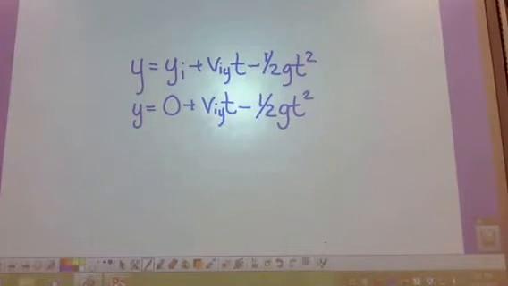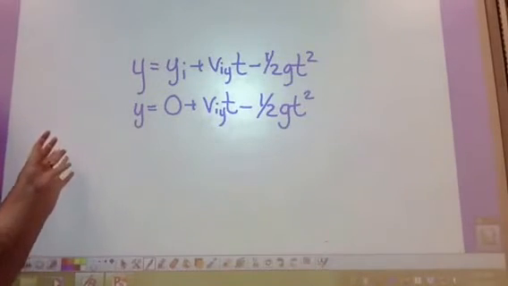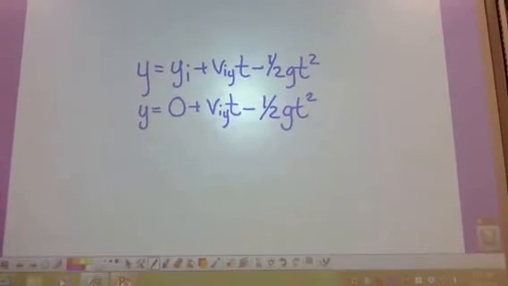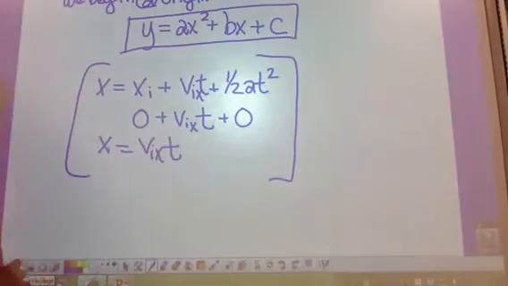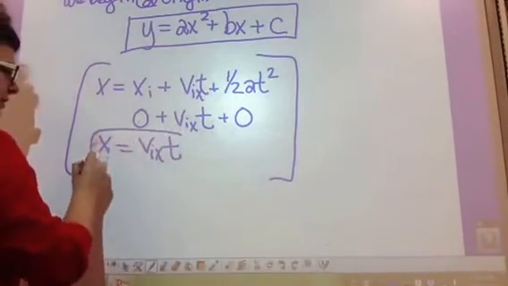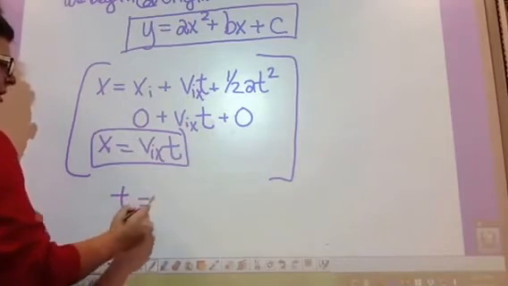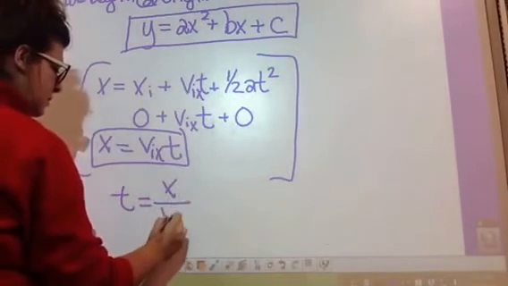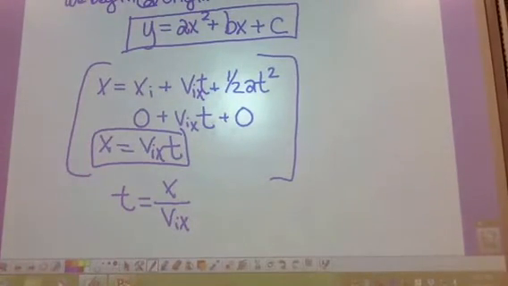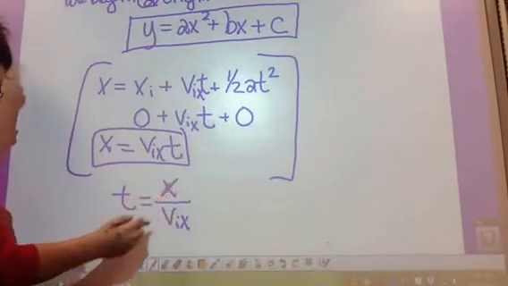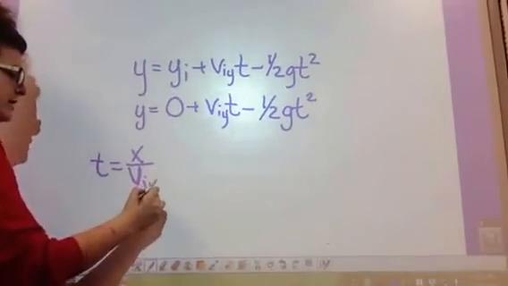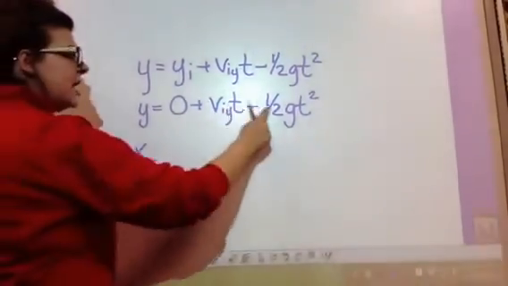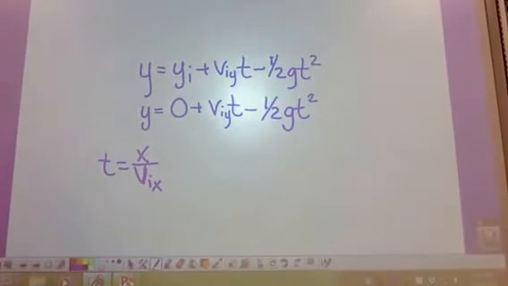So I want to show that this will have a parabolic path, y as a function of x. Now, I see that time is in both of my directions here. To make this simple, I want to rearrange this for time. If I rearrange that for time, I get t equals x over my initial velocity in the x direction. Now I can plug in t equals x over vix at every time here, so that I can get y as a function of x.